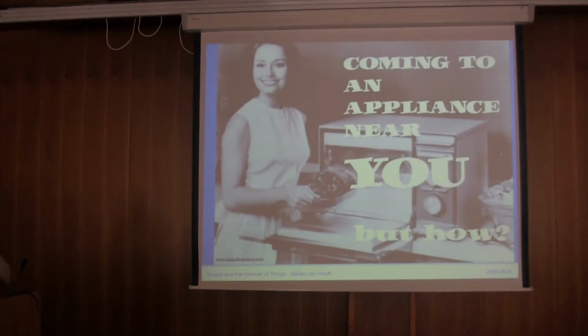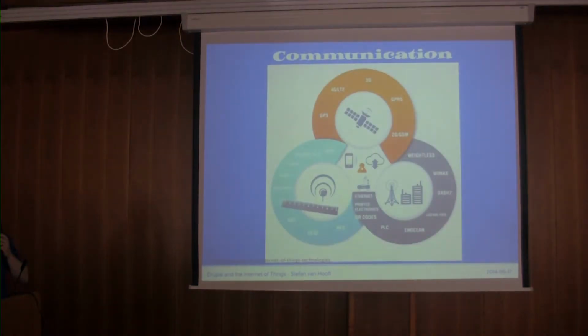Coming to an appliance near you, but how? I think that's one of the first microwaves. Just coming back to the graph from a minute ago about the transmission speeds and mechanisms. Also you've got 3G, 4G, GPS. This is just an example of what kind of means devices can use to connect to the internet. Is that clear? Can everybody see that? Yeah? Okay. Excellent.